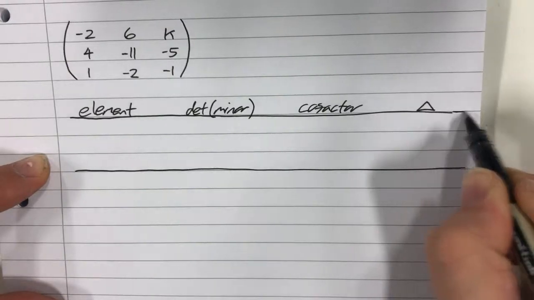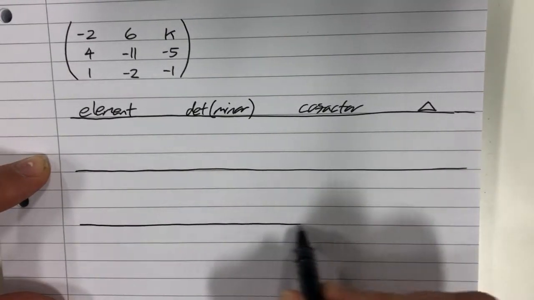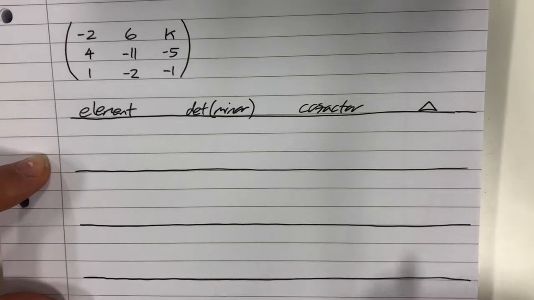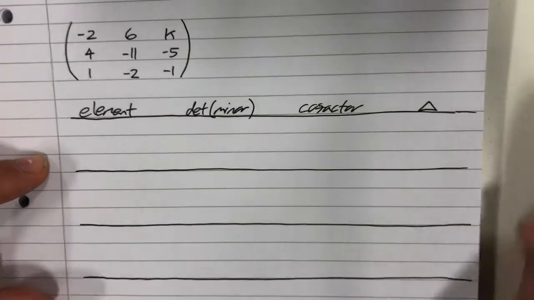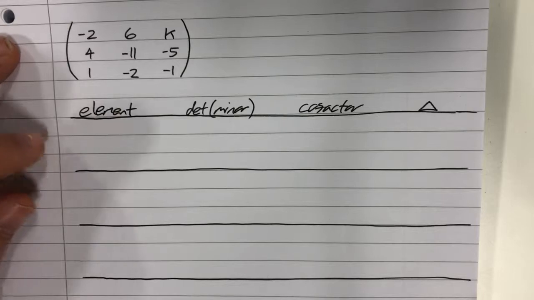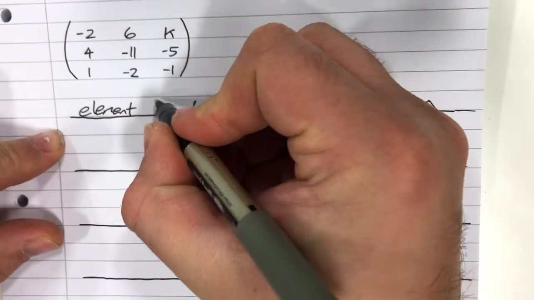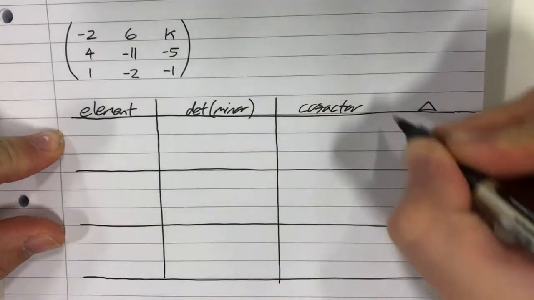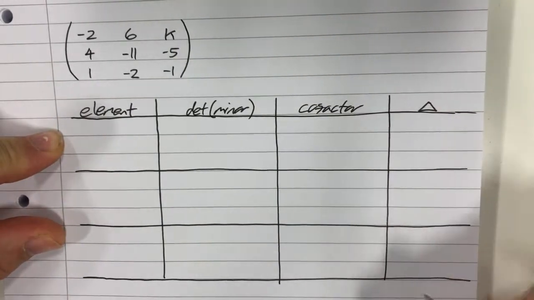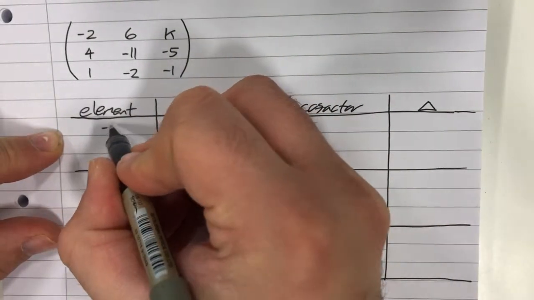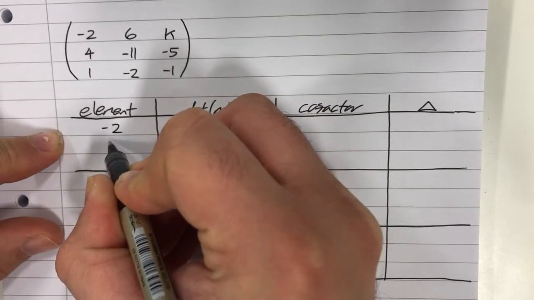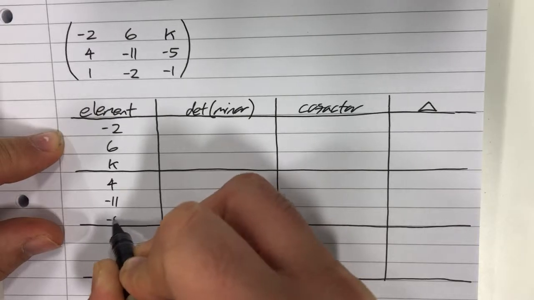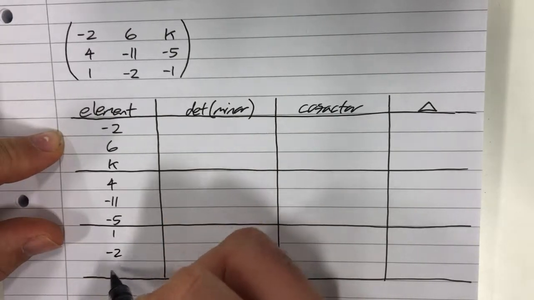And put them in 3s as before. This time the determinant is going to be a function of k, a linear function of k. That's fine. We just have to make sure we state the value of k that the inverse does not exist for. Okay, so the elements are going to go into the rows again, so minus 2, 6, k, 4, minus 11, minus 5, 1, minus 2, minus 1.